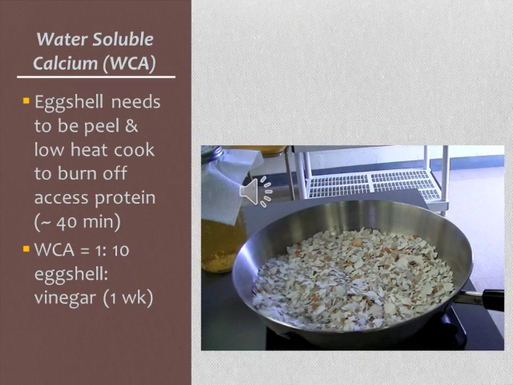Water-soluble calcium is prepared by using eggshells. Eggshells need to be peeled and low-heat cooked for about 40 minutes to burn off excess protein. Now you can mix 1 part of these eggshells with 10 parts of vinegar and let the solution soak for 1 week, then screen out the eggshells and you will get water-soluble calcium.